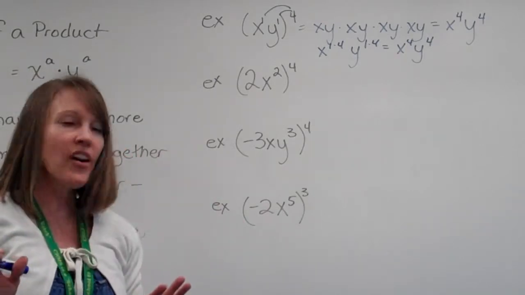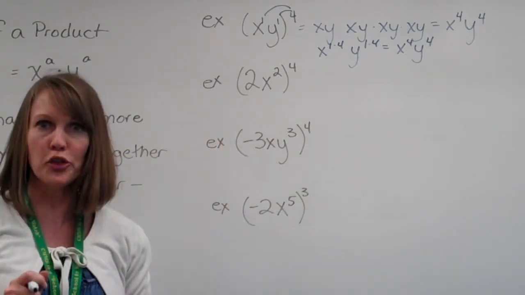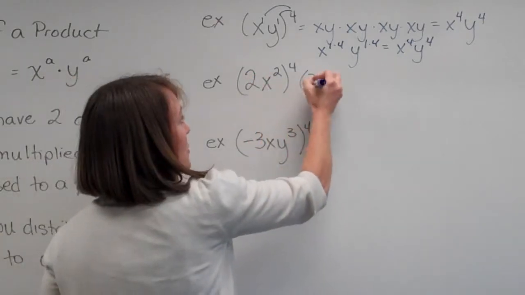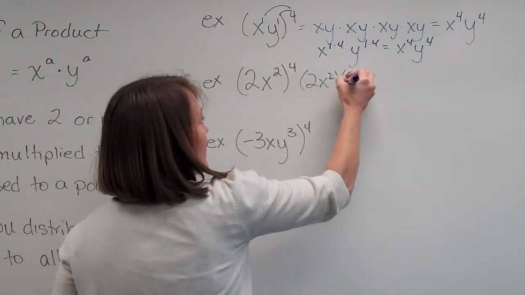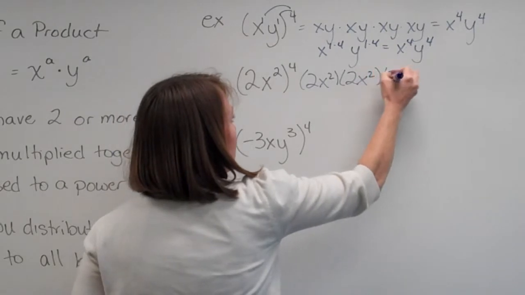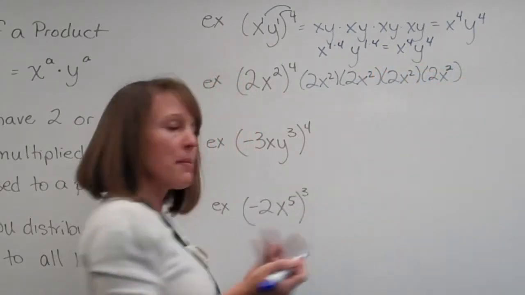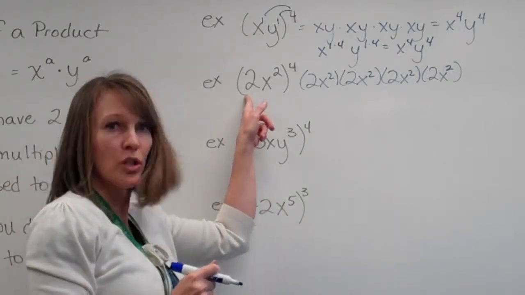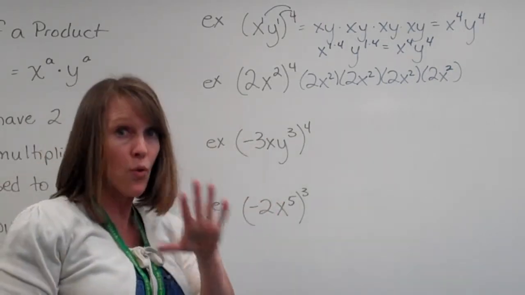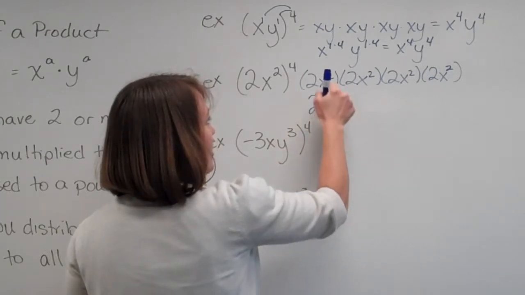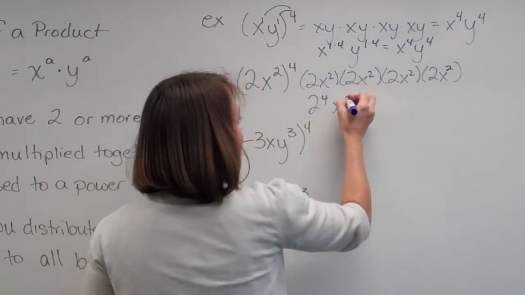Now we all do that just fine until we get a number, and then we kind of lose our brains and we forget about the numbers. So let's do this a long way. This would be 2x squared times 2x squared times 2x squared times 2x squared. Now we remember the x, but we forget the 2. The 2 is going to be multiplied together 4 times, right? So this is 2 to the 4th, and x to the 2, 4, 6, 8.